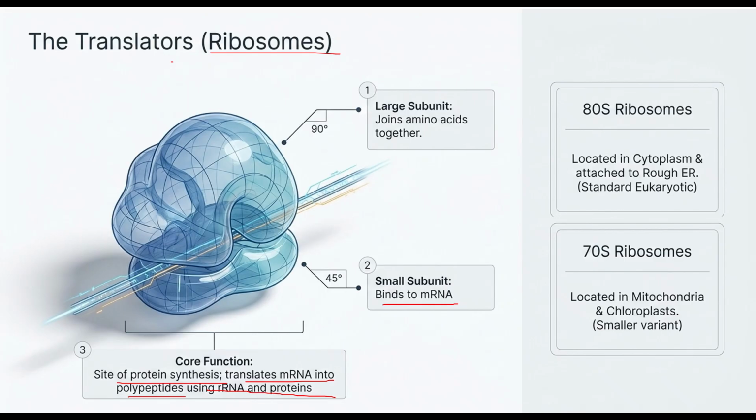While the larger unit joins amino acids together. In a eukaryotic cell, there are 80S ribosomes, located in the cytoplasm and attached to the rough endoplasmic reticulum. That is the standard eukaryotic cell. Smaller 70S ribosomes are found in the mitochondria and chloroplasts. They resemble those found in bacteria. So these are ribosomes.